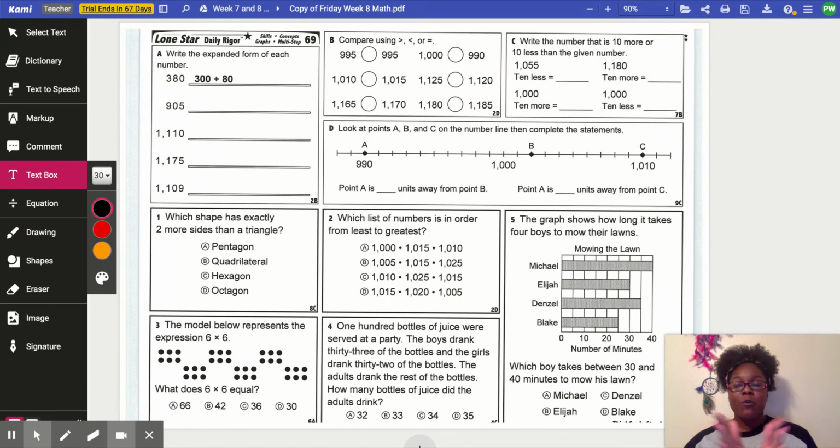So, for the last time for math, it's time for what? Tiger Prep. It's time for what? Tiger Prep.